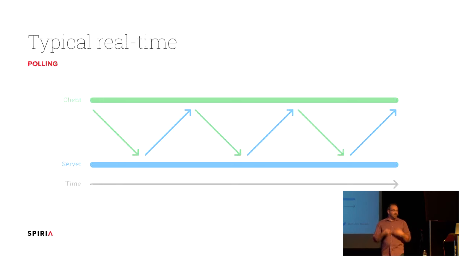So you can just send a request to the server asking, hey, is there any new stuff there? Nope. Hey, is there any new stuff now? Nope. Hey, how about now? Is there anything new? Nope.